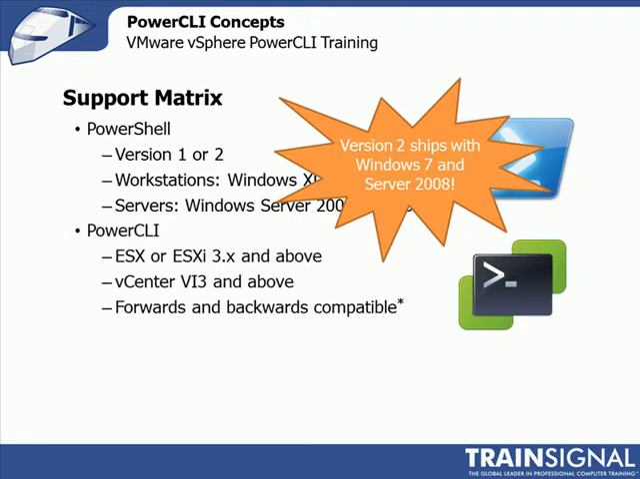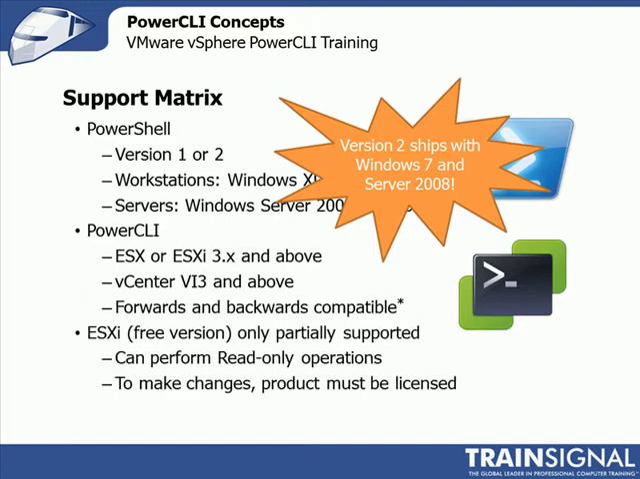PowerCLI itself is available for downloading from VMware, as we talked about before, and it works with ESX or ESXi version 3 and above. It works with vCenter VI3 and above, and it is, for the most part, forwards and backwards compatible. ESXi, the free version, is only partially supported. You can perform read-only operations, but if you want to make changes such as creating a new virtual machine, you must have a licensed vCenter product.